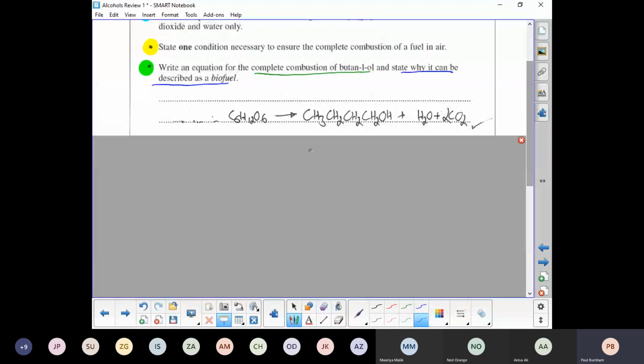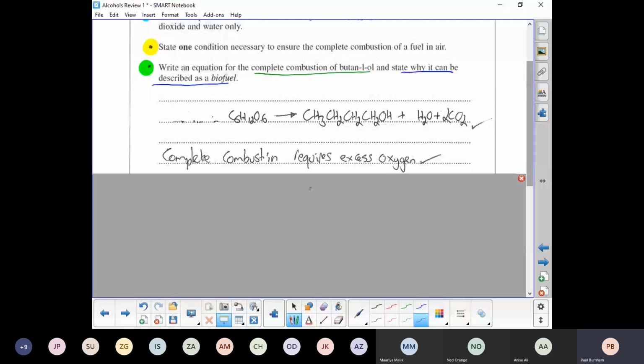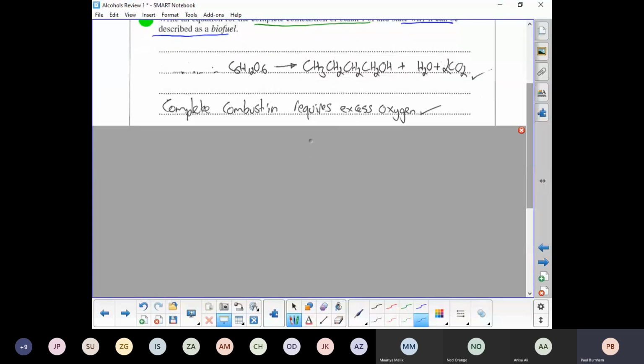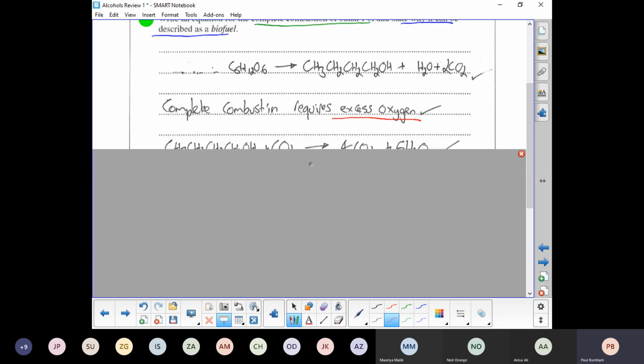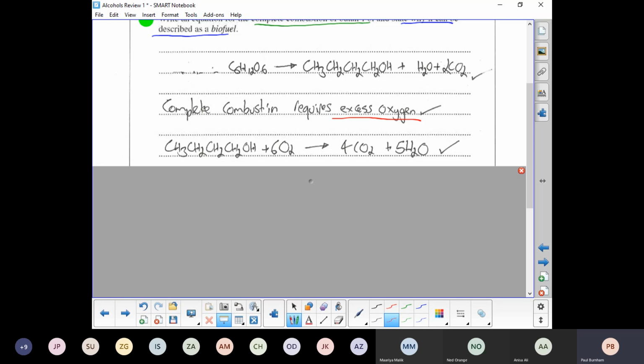Now, I've taught you through that top equation already, so let's scroll down. Complete combustion requires excess oxygen. I need to ensure that my supply of oxygen is sufficient to mean all of the carbon atoms end up as carbon dioxide, and that I don't form either solid carbon or carbon monoxide. So excess oxygen is perhaps the best description for that process. It shows that I've got plenty of oxygen, I would get complete combustion. My combustion equation then for butanol is quite tricky.